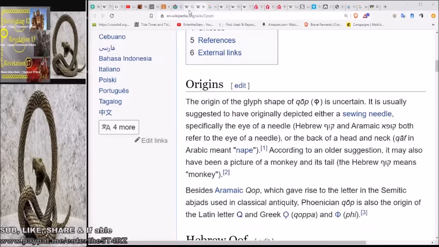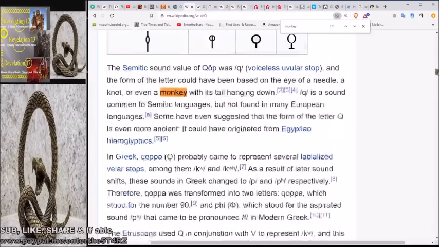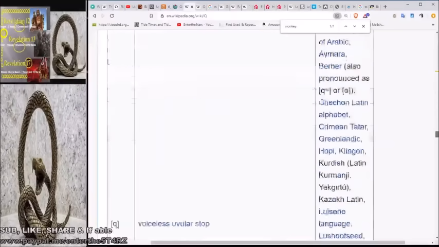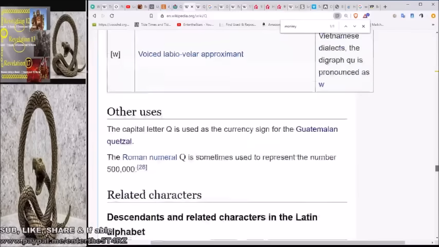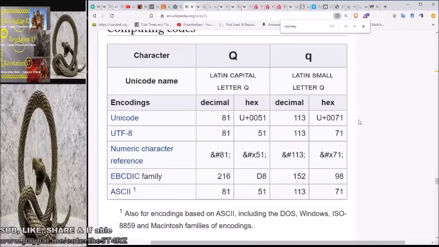Now, they even have a computing code for the letter Q, and it seems to encode the number 17 as well. Trying to get you to understand that 17 and Q go hand in hand. Here they have the number 17 in reverse. The small letter Q, hex. They've got 71 as Unicode, UTF, numeric character reference, and ASCII is 17 backwards.